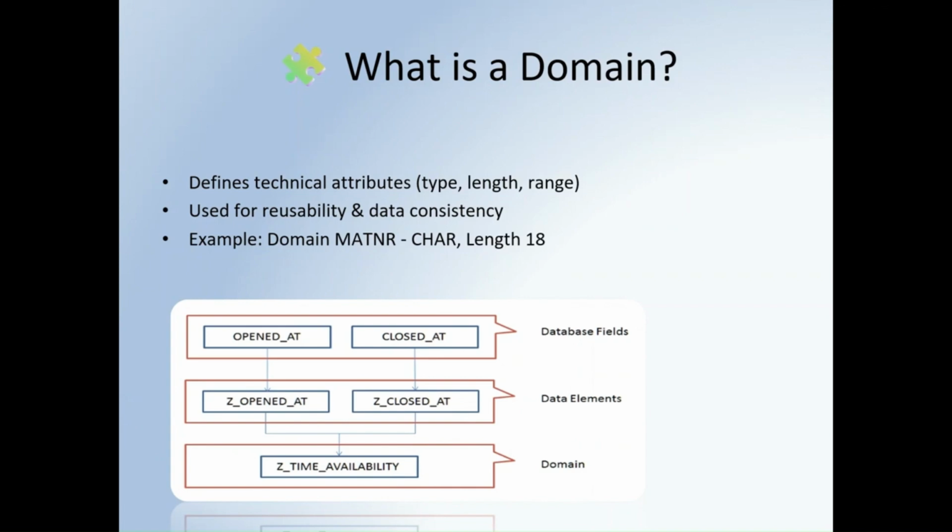So, what is a domain? It defines technical attributes like type, length, range. It is used for usability, data consistency. So, domain is just like a technical rule book for a field. It controls how the data is stored, what kind of data it is, how long, whether it has decimals, and even how it should be displayed. Let's break it down one by one.